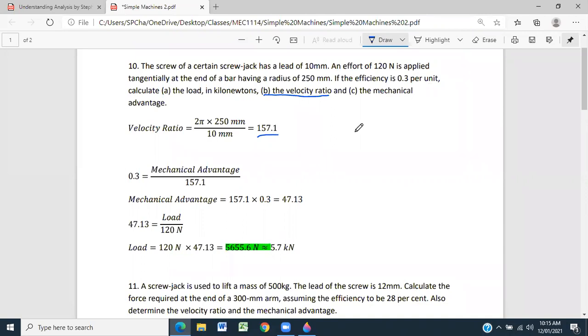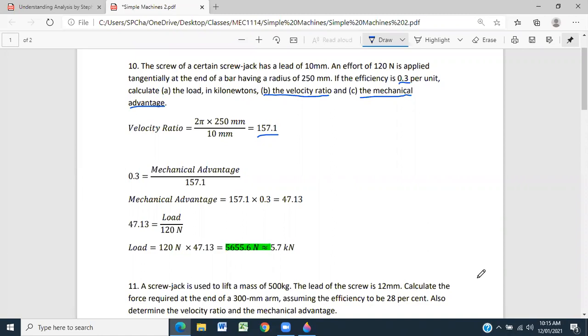Now, again, before we find the load, we need to move on to the mechanical advantage, and then we can use that to find the load. Okay, so using this velocity ratio that we just found, the 157, and the efficiency, which was given to us as 0.3 per unit or 30%, plugging that into our formula for efficiency.